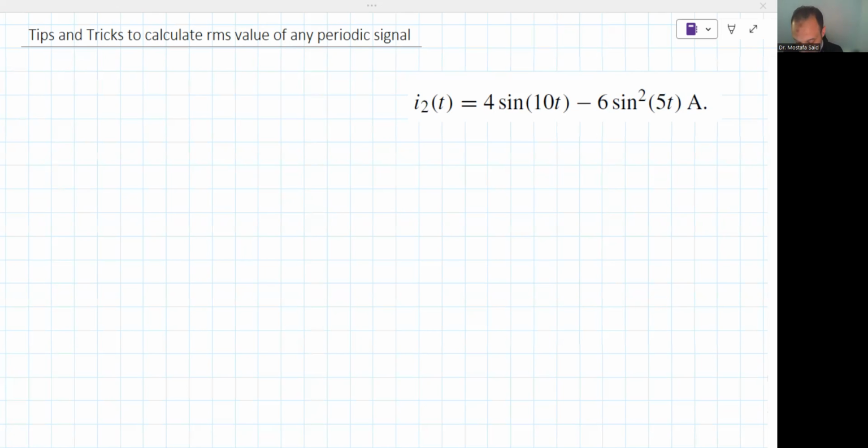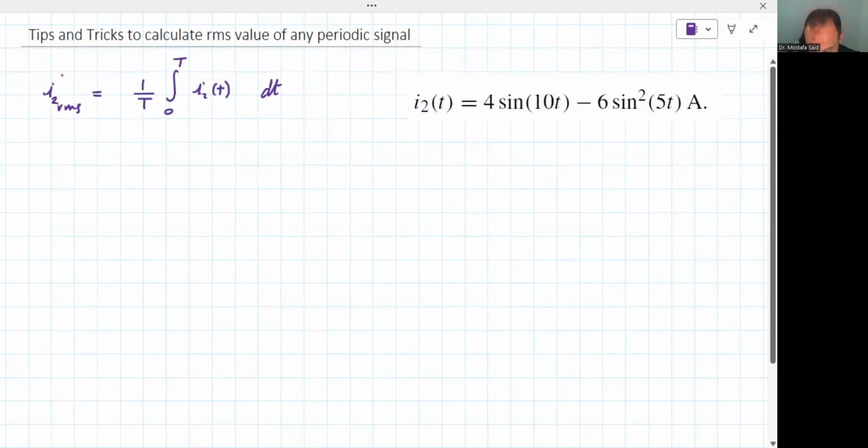I2 of t is equal to 4 sine 10t minus 6 sine square 5t amperes. Okay, so the definition: I2 RMS will be equal to, and I'm going to write the integral first. It's very similar to the average, but I'm going to add something in the end. So 1 over T, the period of the signal I2 of t, the integral is 0 to T of I2 of t. But up to this moment it's like the average, right? And if we continue, it's going to be zero if it's a sinusoidal.